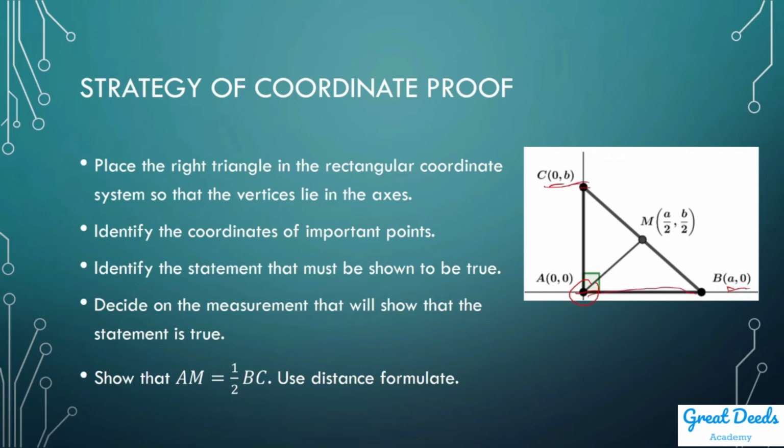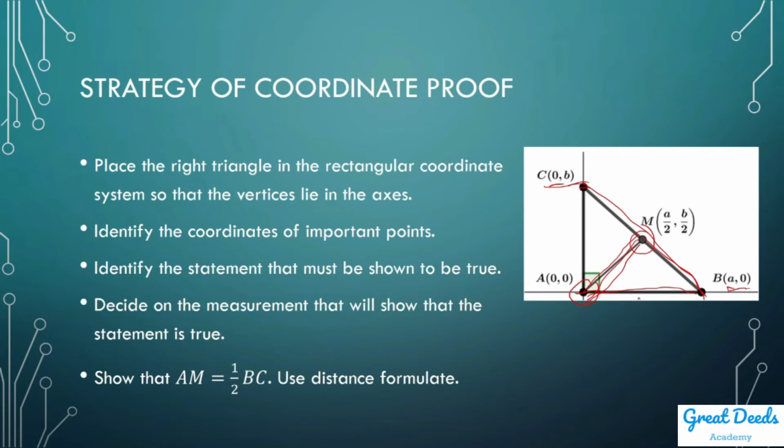Identify the statements that must be shown to be true. Okay, so somewhere here is your midpoint, the midpoint of the hypotenuse. And we must show that the length of the median is equal to 1/2 of your hypotenuse. So that means this is equal to that.